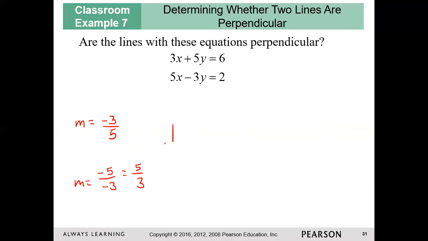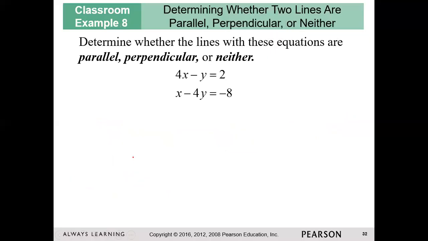So these are perpendicular. Because, and again, you could always check your answer by doing the product. They said the product should be equal to -1. So let's just check that real quick to make sure that it is. So this is -15 over +15, which is -1. So yes, it does check out. All right, so these are opposite reciprocals. One's positive, one's negative, and the fractions are flipped.